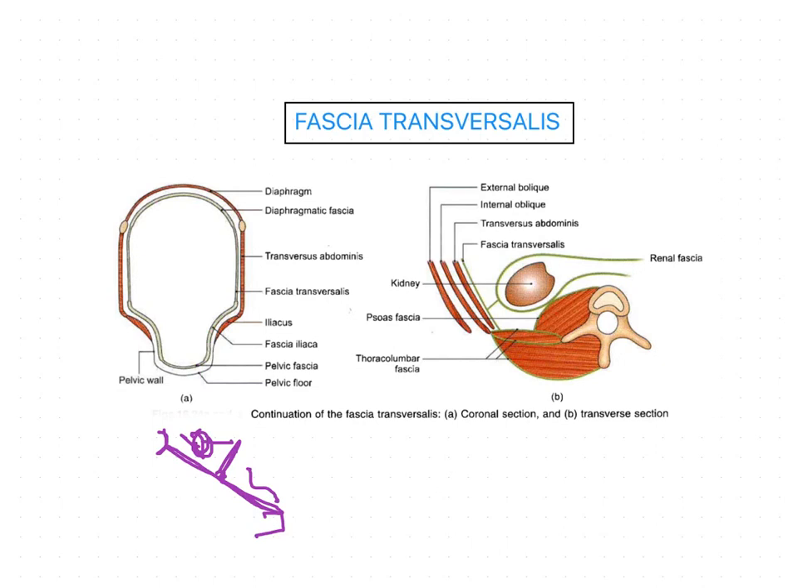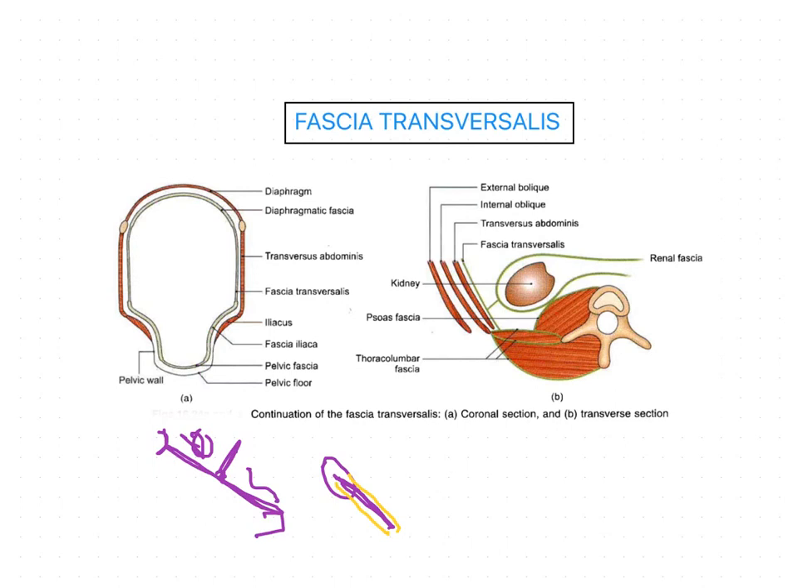Now, consider the prolongation of the fascia transversalis surrounding the spermatic cord. This is an oval opening through which the spermatic cord comes out, and the spermatic cord is covered by a tubular prolongation of the fascia transversalis, forming the internal spermatic fascia. So the fascia transversalis which surrounds the spermatic cord forms the internal spermatic fascia. Keep it in mind, very very important.